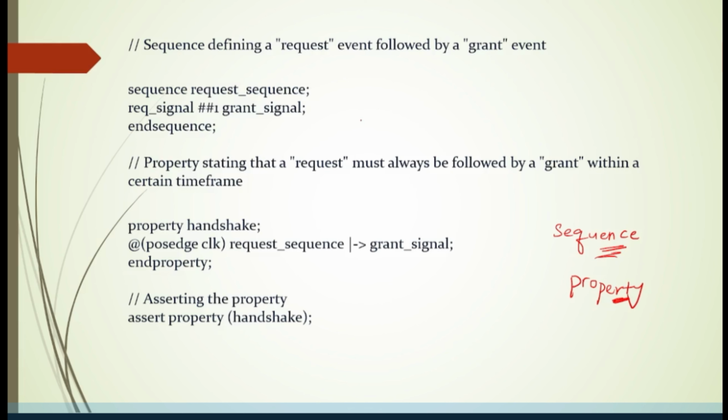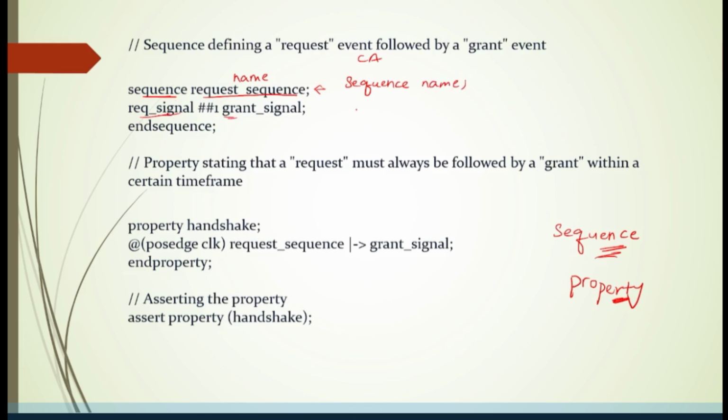Basically, I'll explain this with an example so that it will be clearly understood: what is sequence, what is property, and what is the difference between these two things. If you see here, sequence and the name of the sequence, this can be any name. I'm just keeping this sequence name as request sequence. Basically, when you are writing an assertion in concurrent assertions, you write sequence and the sequence name. So this is the syntax and the condition.